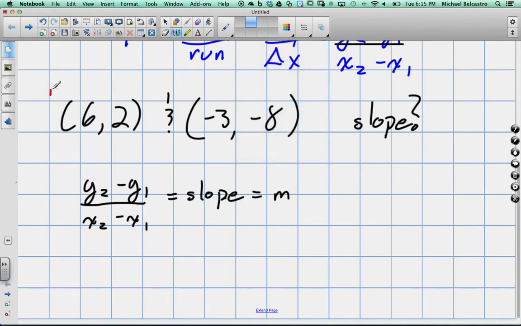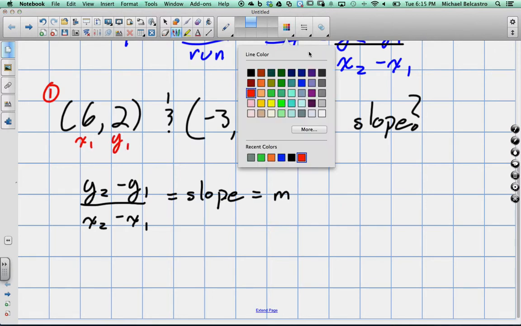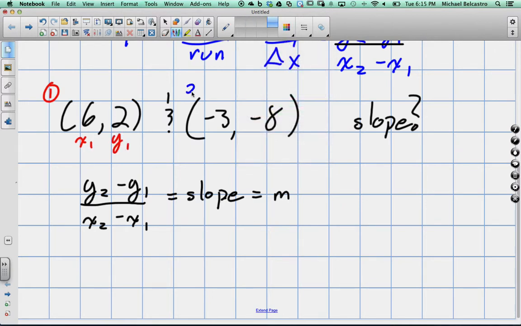So let's call this guy coordinate 1. It doesn't matter which one we call which, because I can play with these. This will be x1, y1, which means if this is coordinate 2, this will be x2, y2. Okay, so we're going to take these values and plug them into this formula. y2 is negative 8, so we start with negative 8.